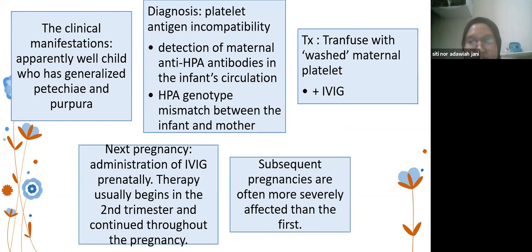In the next pregnancy, if the mother wishes to be pregnant again, prenatally the mother needs to be administered intravenous immunoglobulin. Therapy usually begins in the second trimester and continues throughout the pregnancy because subsequent pregnancies are often more severely affected than the first one. Okay, next slide.